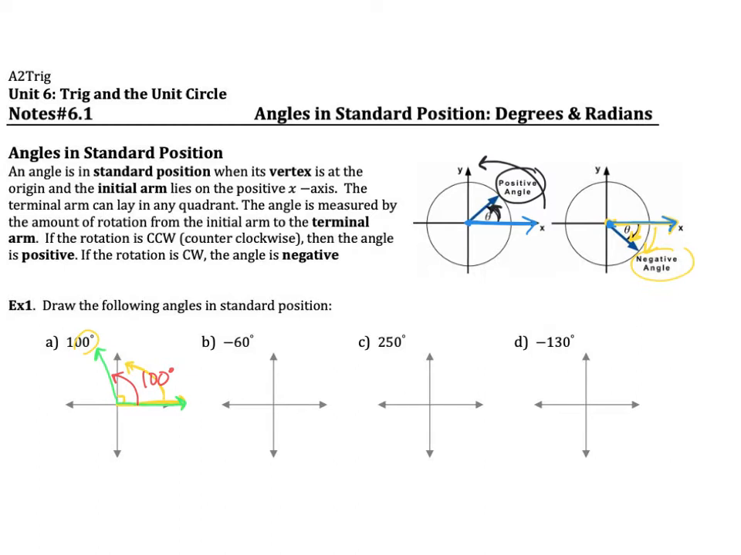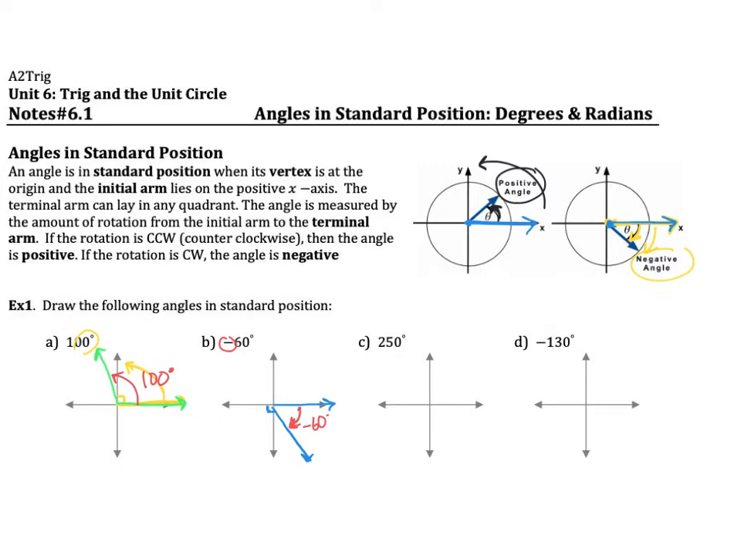So negative 60 degrees. I start at my positive x-axis. Because it's a negative, I'm going to go the other direction. So I'm going to go clockwise. And again, these meet at 90-degree angles. So this would be 90 degrees. So I'm only rotating backwards 60 degrees. So I'm not going to get to my 90-degree angle, so that's about negative 60 degrees.